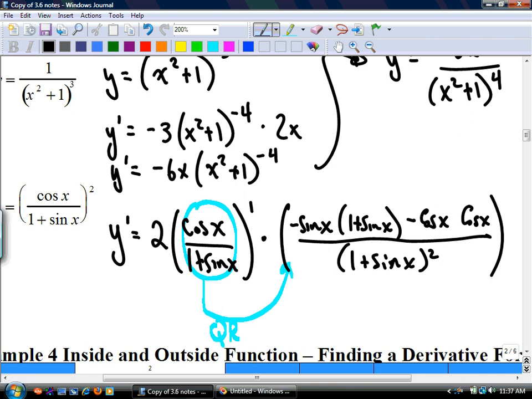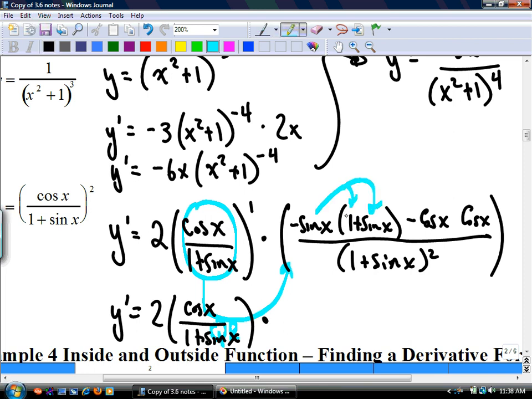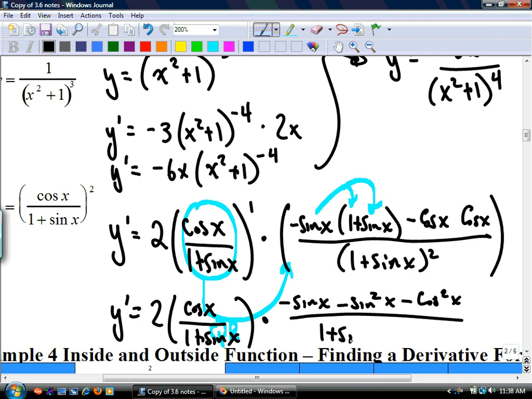Do you want me to clean it up? Okay, so we're going to use ditto marks on this, because it's just silly to copy them. When you multiply in the negative sine x to that, you get negative sine x minus sine squared x minus cos squared x, all over 1 plus sine x squared.